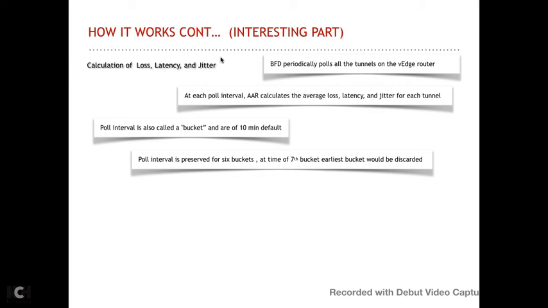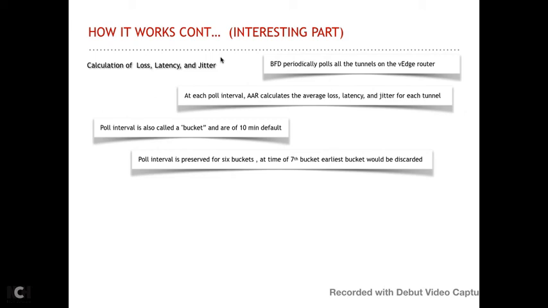So the beauty of this is you always have the latest real-time information, which is used to calculate the average by these buckets or poll intervals, I mean by AAR, which calculates the average with the help of these VFD packets stored in these poll intervals, called buckets, to give you the actual, best and realistic performance of the health of your transport, which is best suited for your applications. Okay, so you can see how interesting the overall concept is. So normally we map or measure the loss, latency.